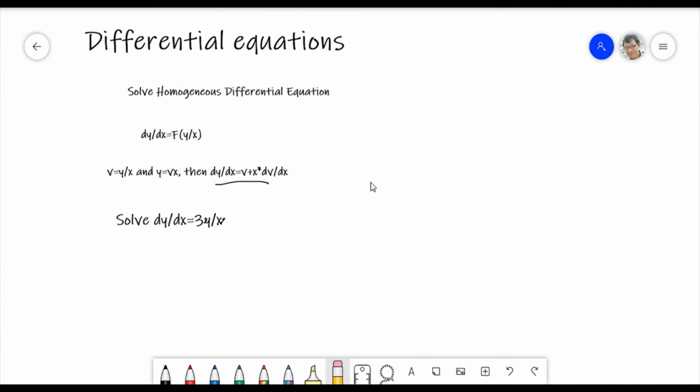Okay, so here is dy over dx. Remember what we talked about: a differential equation is an equation that has both the differential as well as the function, right? So this is a function, right? So how do we show that? We make v equals y over x.